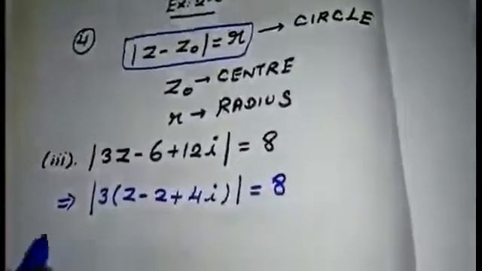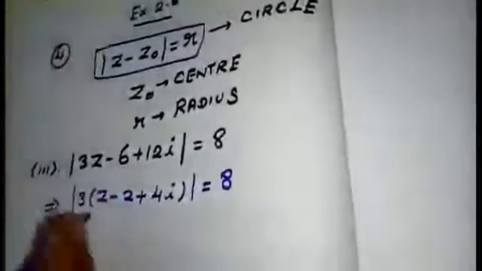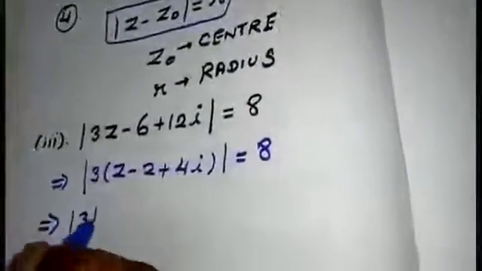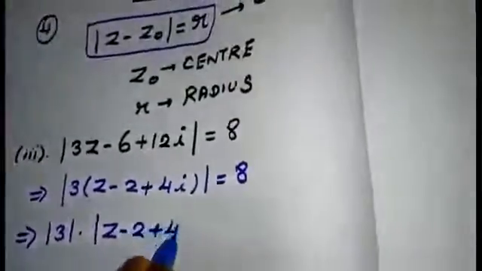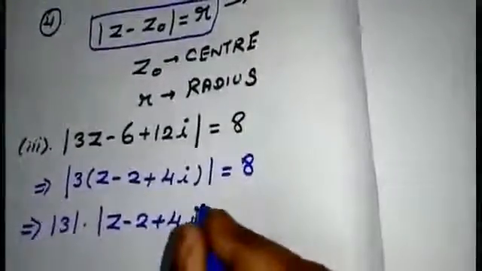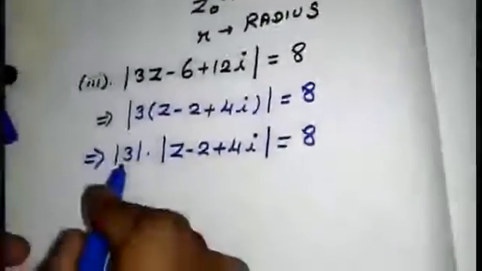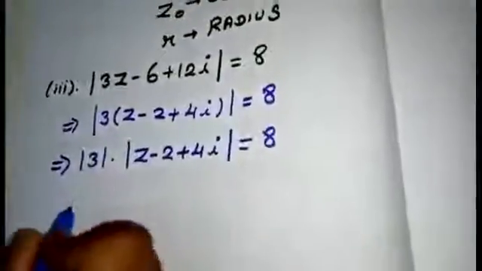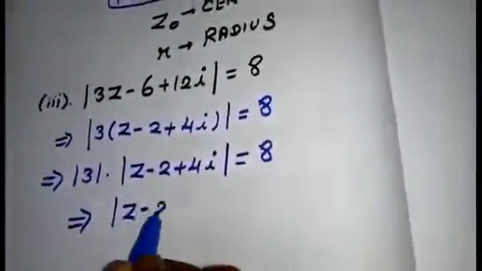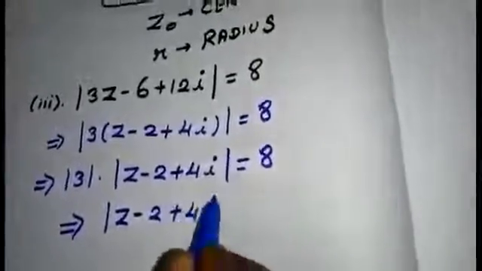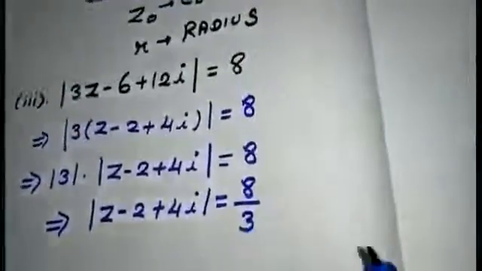Next, what I'm going to do here is take this 3 outside the modulus. That is, I'm going to split the modulus into 2. That is, modulus of 3 into modulus of z minus 2 plus 4i equal to 8. Modulus of 3 is nothing but 3. So, I'm going to cross multiply the term. If I cross multiply, I will get z minus 2 plus 4i equal to 8 divided by modulus of 3, which can be written as 3.